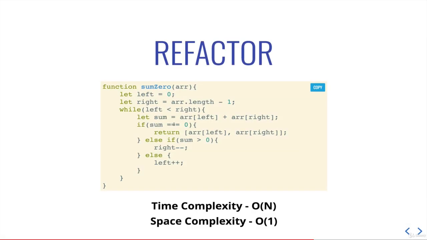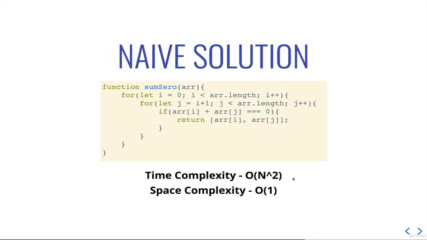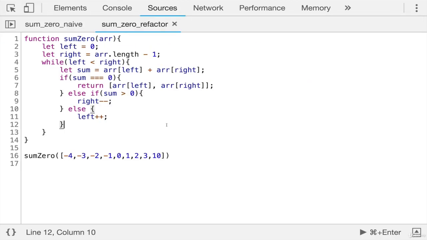So here is that refactored solution where we have 2 pointers, one starting at the left, index of 0, and the other starting at the last index in the array, array.length -1. And I'll take you over to the code in just a moment, but you can see time complexity is linear. It's O of n, much better than O of n squared. So here's the refactored version.